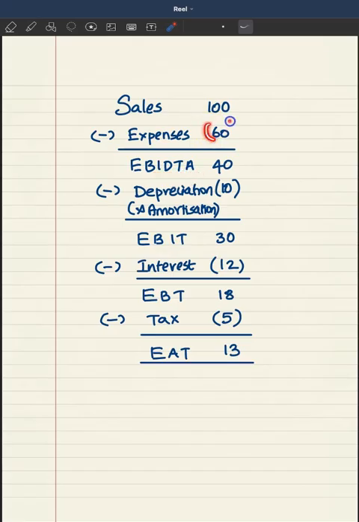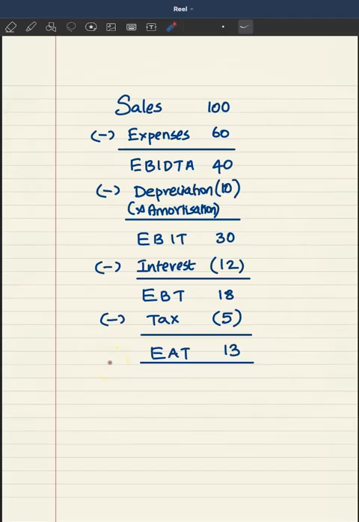So 100 minus 60, you have 40. And from that, let us deduct depreciation and amortization. In this case, it is assumed as 10. So when that is deducted, what you have is EBIT, that is earnings before interest and tax, which is 30. And from that, let us deduct interest of 12. What we have now is earnings before tax, that is 18. And let us deduct tax 5. What we have is earnings after tax, which is 13.